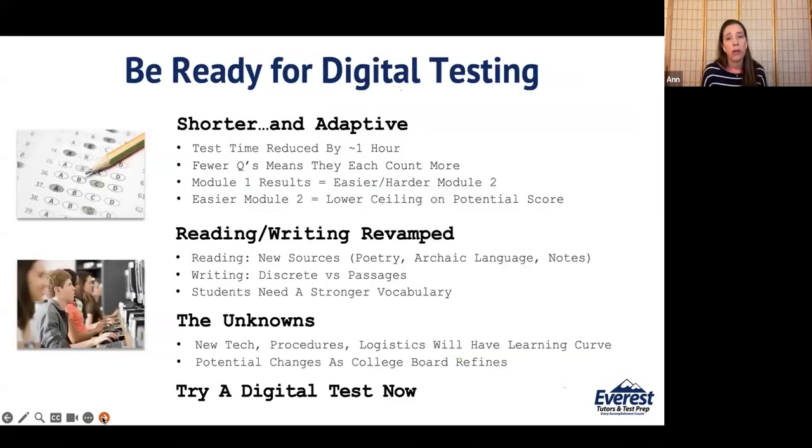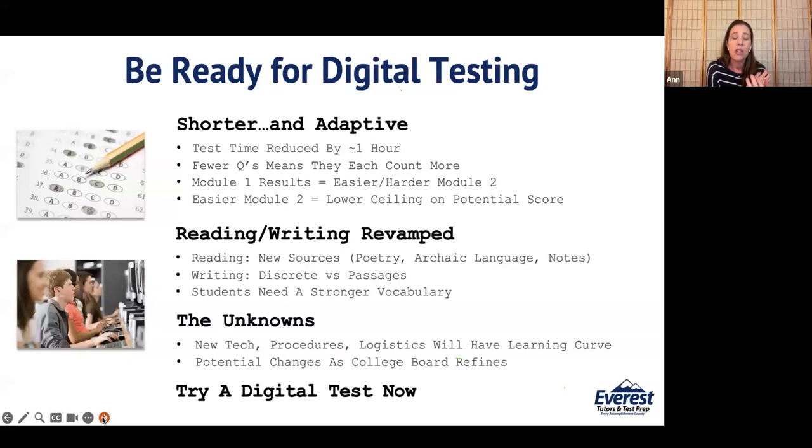Here's a little bit more on the digital adaptive test. The test time has been reduced by 1 hour. This is great for students that have attentional issues or have trouble with the stamina to get through a 3+ hour test. The con to that is that fewer questions mean they each count more. So your module 1 results are going to unlock whether you get an easier or harder module. Module 1 is going to be the same for everybody, an even division of easy, medium, and hard questions. And the student performance on that is going to dictate whether you get access to an easier or harder module.